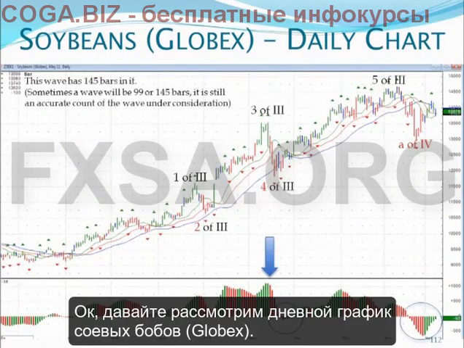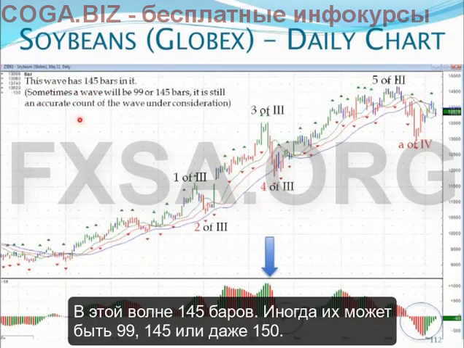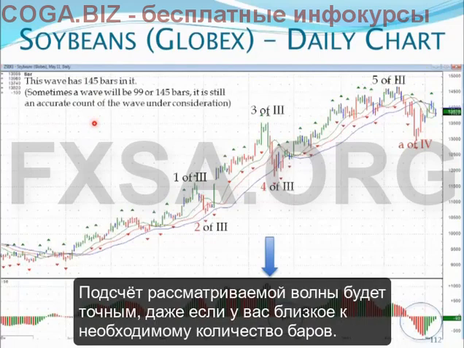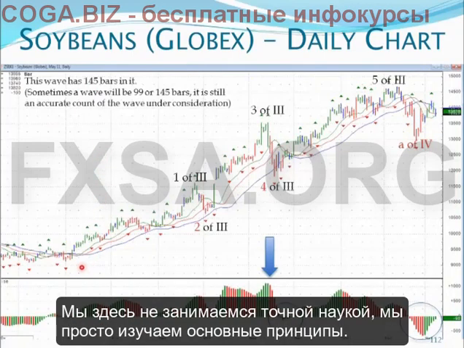Okay, let's look at the soybeans on the Globex daily chart here. Now this wave has 145 bars in it. Sometimes a wave can have 99 or 145 or even 150 maybe. It is an accurate count of the wave under consideration as long as you're close. We're not doing an exact science here. We're just trying to get the basic principles.